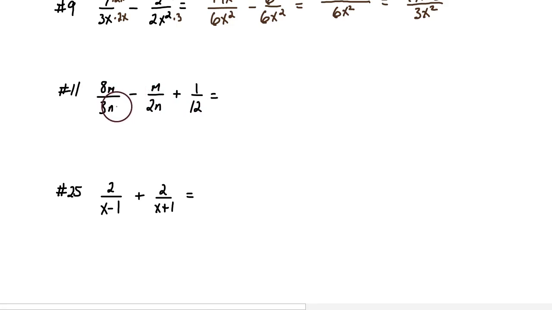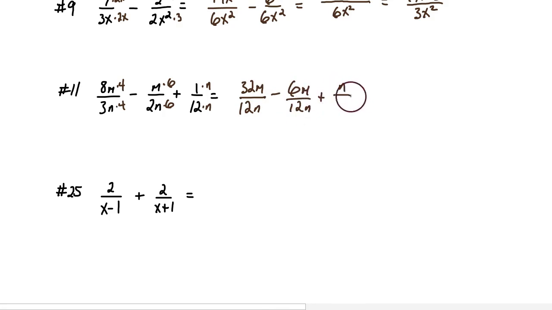We can turn this into 12n by multiplying by 4, and in the top. We can change this into 12n by multiplying by 6, and in the top. We can turn this into 12n by multiplying by n, and in the top. We now have 32m over 12n minus 6m over 12n plus 1n over 12n.